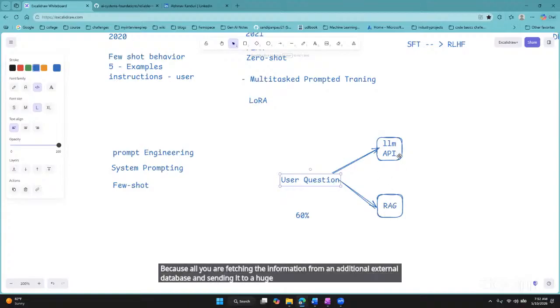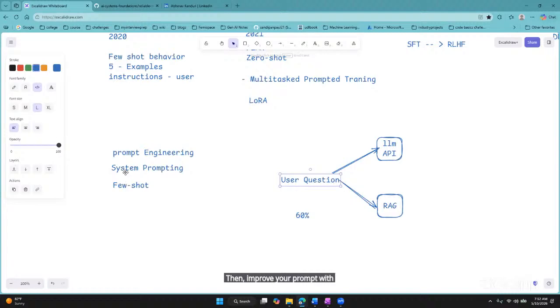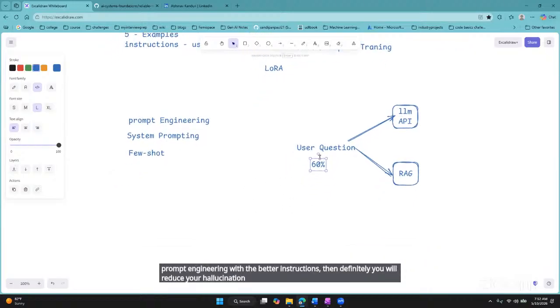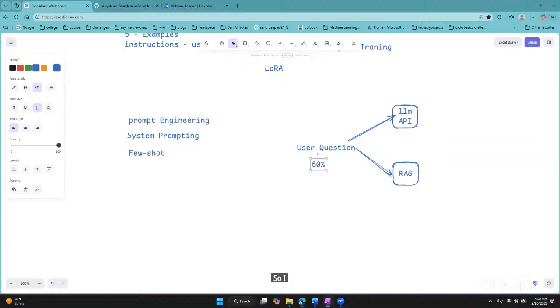huge LLM model that got trained with general billions of parameters, which is not fitting to your domain. Then improve your prompt with few short examples, system prompting, and prompt engineering with better instructions. Then definitely you will reduce your hallucination there. This will solve hallucination to an extent. I can't guarantee it 100%, but it will definitely help.